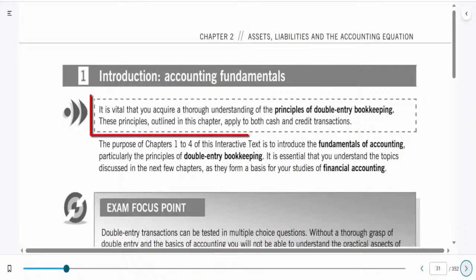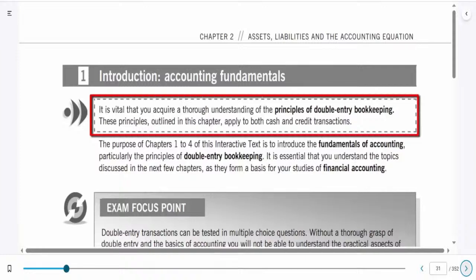Starting with double entry bookkeeping. In accounting, double entry bookkeeping is one of the most important ideas to understand. Think of it as the backbone of accounting because it's the method used to record every single business transaction. When we say double entry, it simply means that every financial transaction affects at least two accounts, not just one. For example, if a company buys equipment, it will increase its assets because they now have the equipment and decrease its cash because they paid for it. This way, the books always balance.